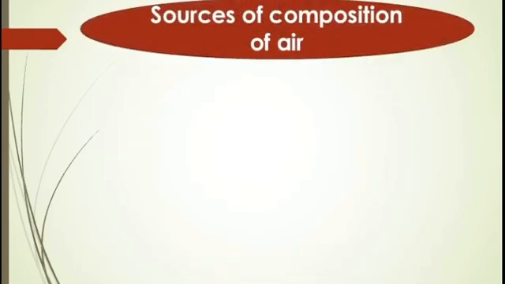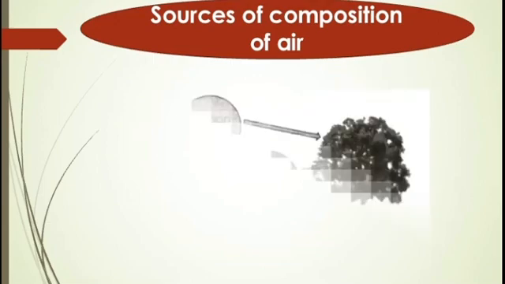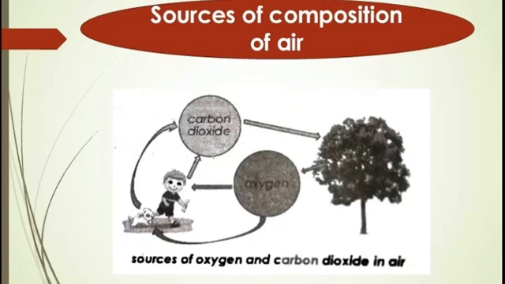Now, let us learn the sources of the composition of air. We have learned that air contains different gases. Let us find out the sources of these gases. We all need air to breathe. All animals breathe in oxygen and give out carbon dioxide. At the same time, plants take in carbon dioxide from the air to make their food. They give out oxygen during this process. In this way, the levels of oxygen and carbon dioxide in the air are maintained.